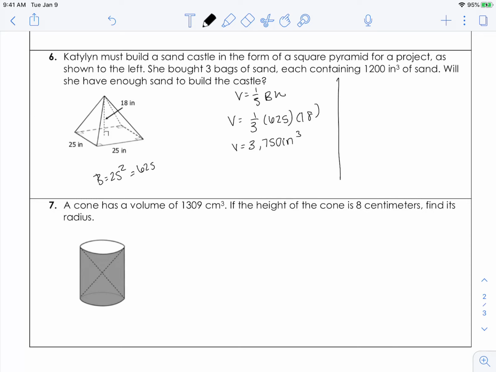Okay, now here comes the word problem part. She has 3 bags of sand, each containing 1,200 cubic inches of sand. So altogether, she has 3,600 cubic inches. Well, she needs 3,750, so she is short. So we're going to say no, she will be 150 cubic inches short.